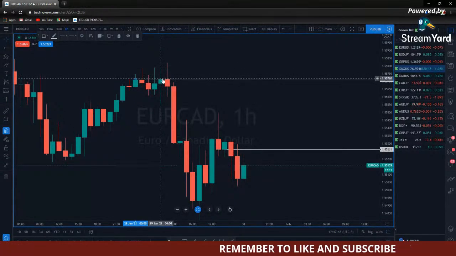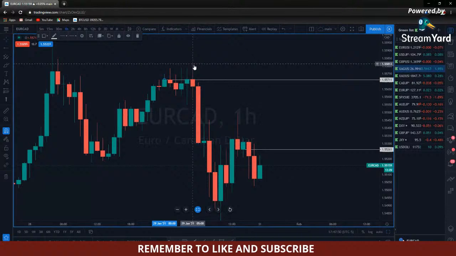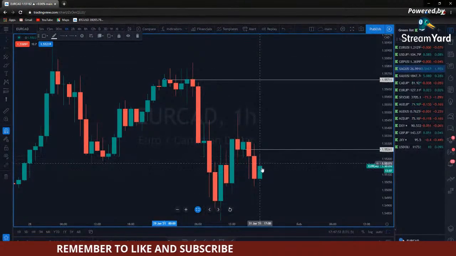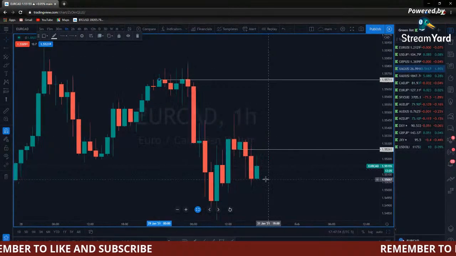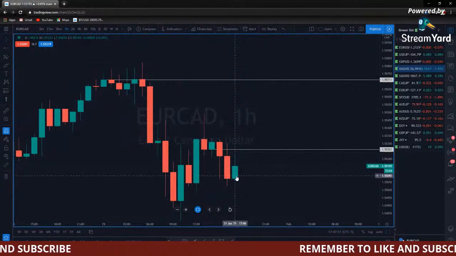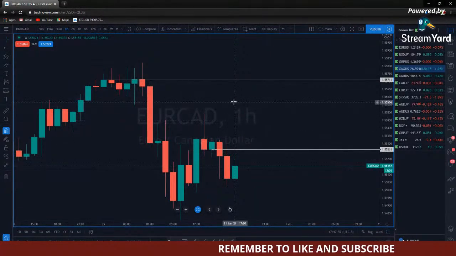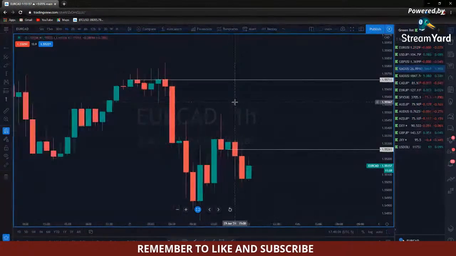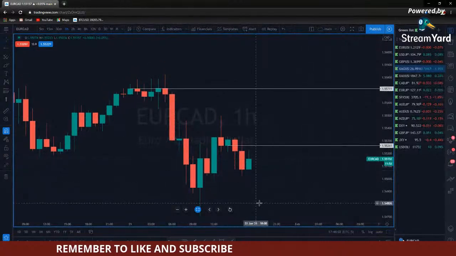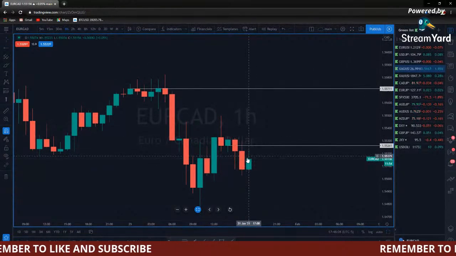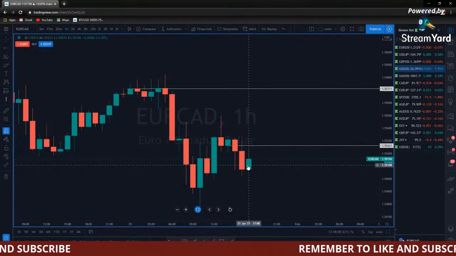Pro traders wait for candle closures. They don't trade on moves lower like this. Not taking this trade because in the last 1 minute and 10 seconds of this candle, it could close way up here or it could close way down here. So you can't really decide what a candle is going to do until it closes.